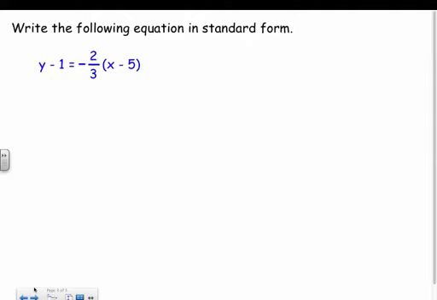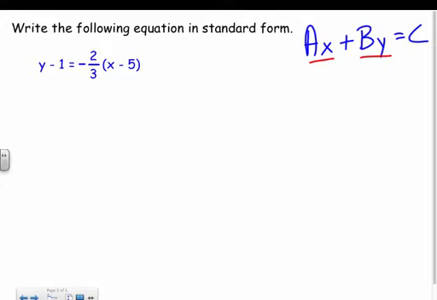So now let's use that point slope form and get it in other forms. It says, write the following equation in standard form. Well, if we think back to standard form, it was ax plus by equals c. So basically we want to get the x and the y on the same side, and then our constant on the other side of the equal sign, right? The number that's by itself.